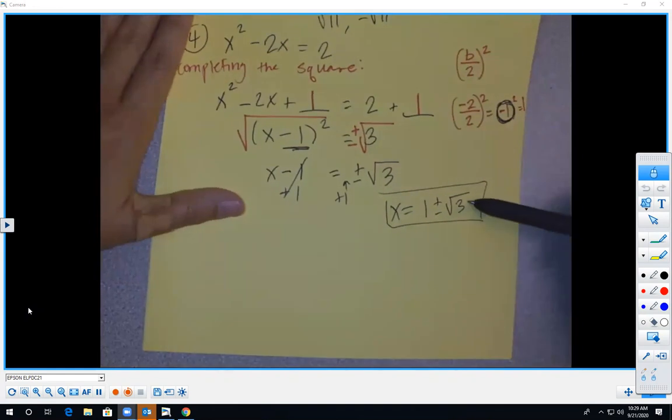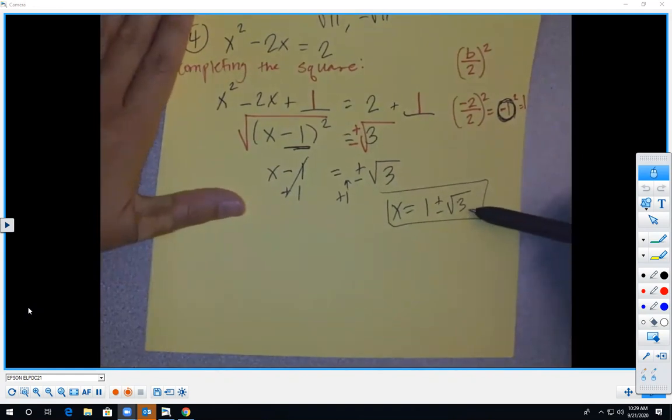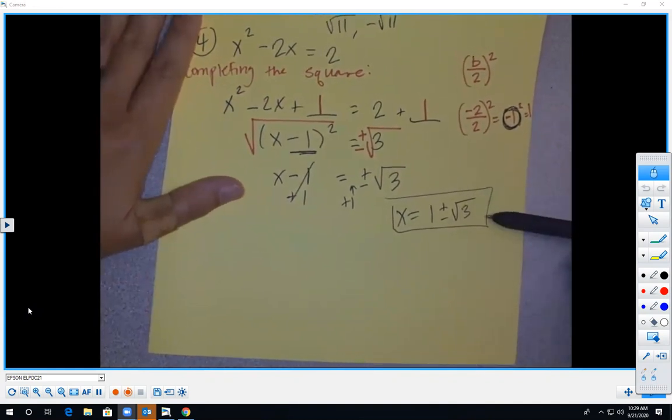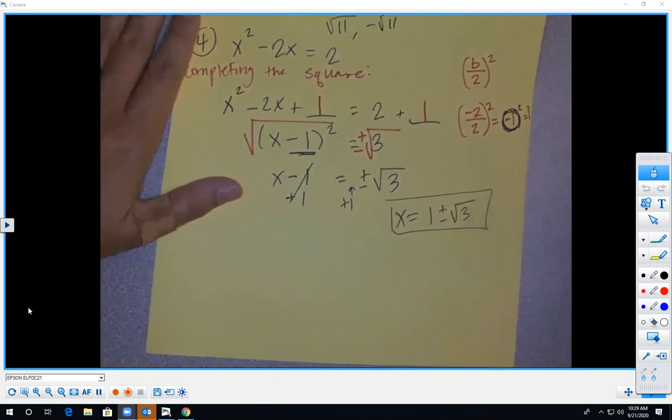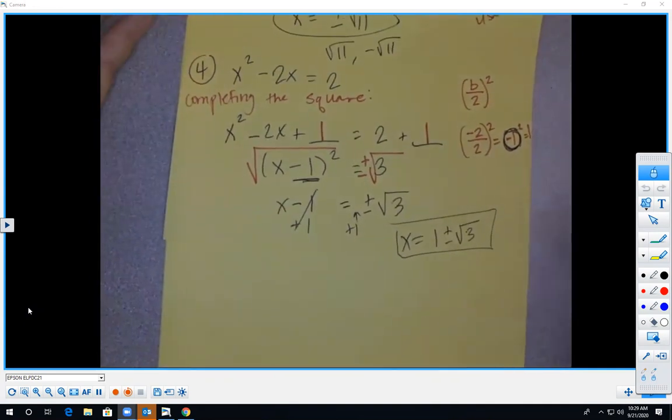When your answer looks crazy like that with the square root, that means you could not have factored that problem. That is not a factorable problem. If you would have solved using the quadratic formula, you would end up with the same answer here. Okay, completing the square and quadratic formula are very similar.